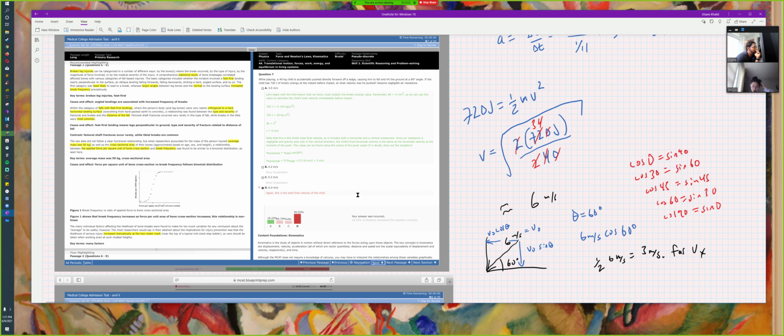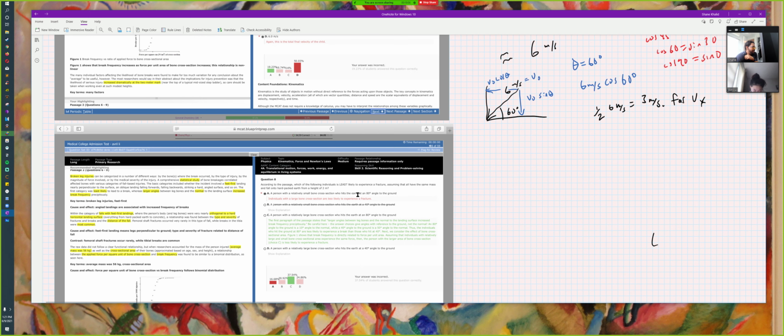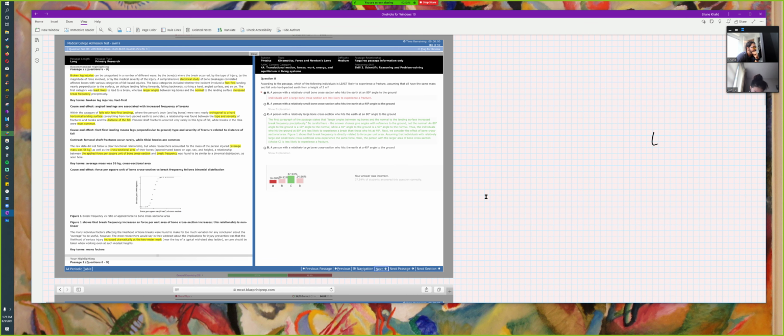I think I just need more practice on these questions. Yeah, the next ones are really good practice for calculation heavy types of problems. Okay, let's see. Next question is fracture. According to the passage, which of the following individuals is least likely to experience a fracture, assuming that all have the same mass and fall onto hard-packed earth from a height of 2 meters?